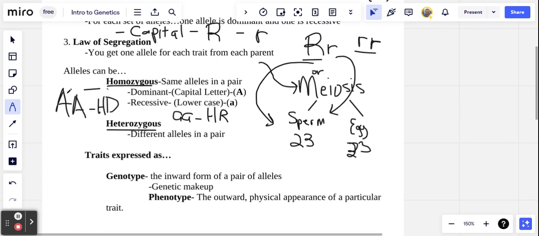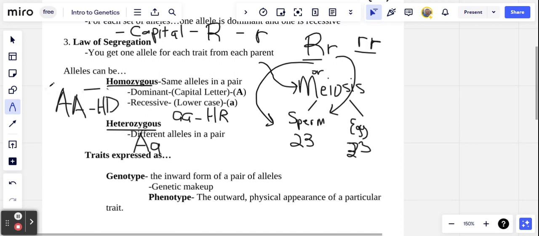Okay, there's a way to figure that out, actually. We'll talk more about that later. So then there's heterozygous. That means you have different alleles in a pair. So if it was A, you'd have a capital A and a lowercase a. So you think about this.